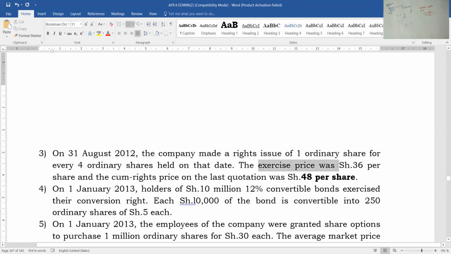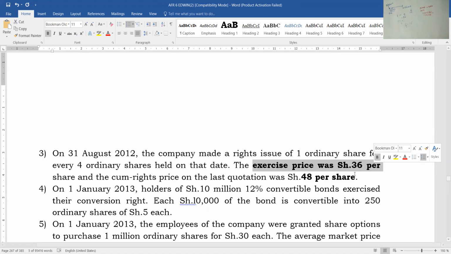You know the definition of right issue very well. Obviously, the market price will be higher than the exercise price. So sometimes they will say it this way: the cum-right price on the last quotation, that is the market price. Then how do you get the theoretical exercise price? You say 1 ordinary share for every 4.